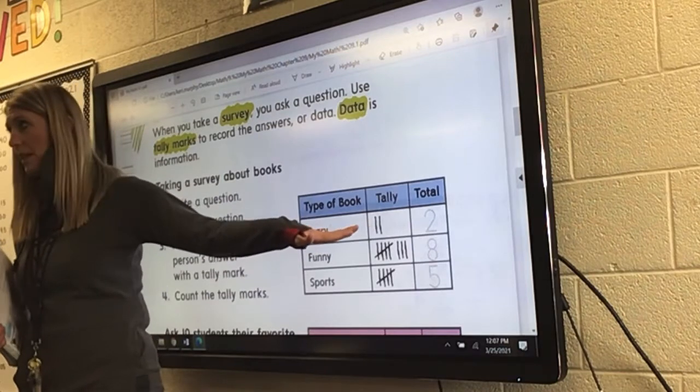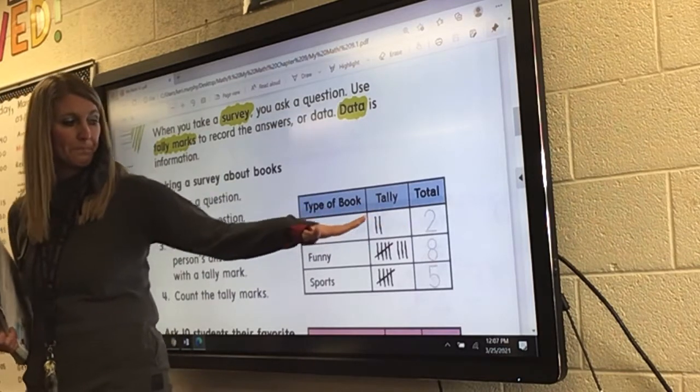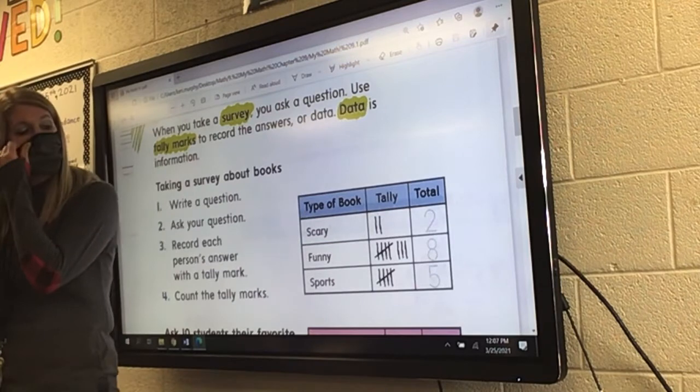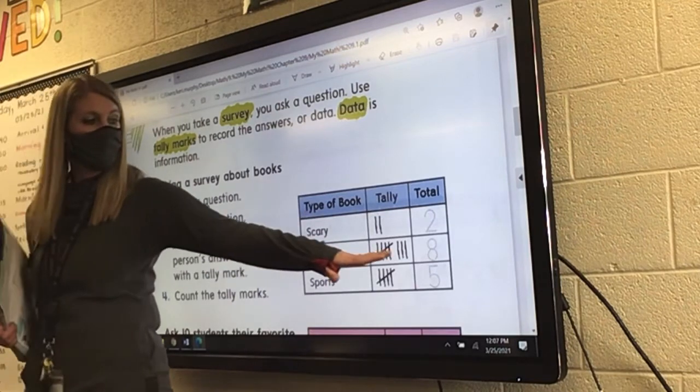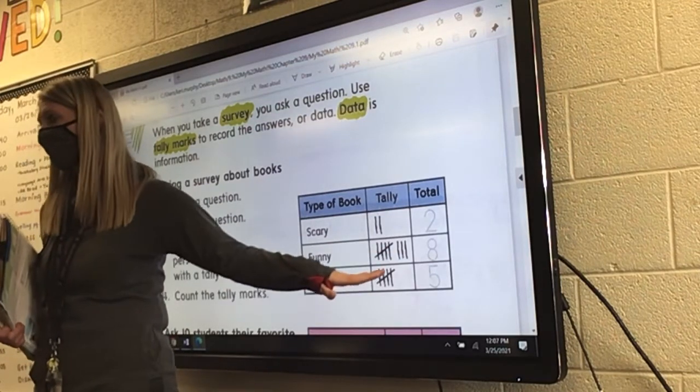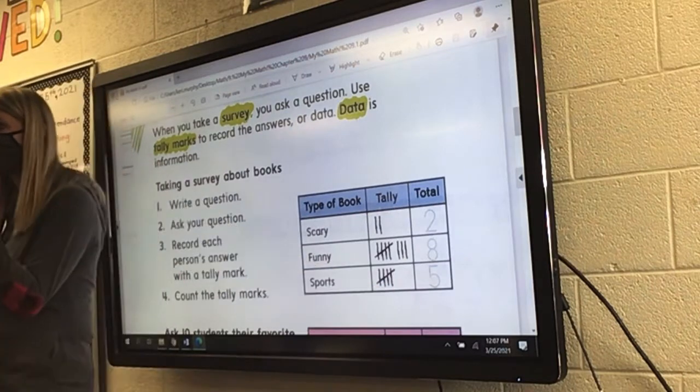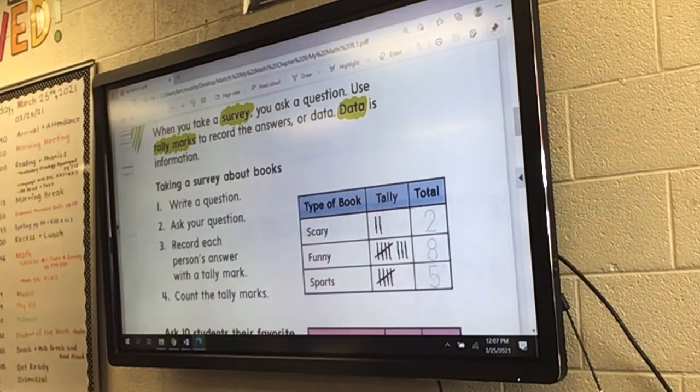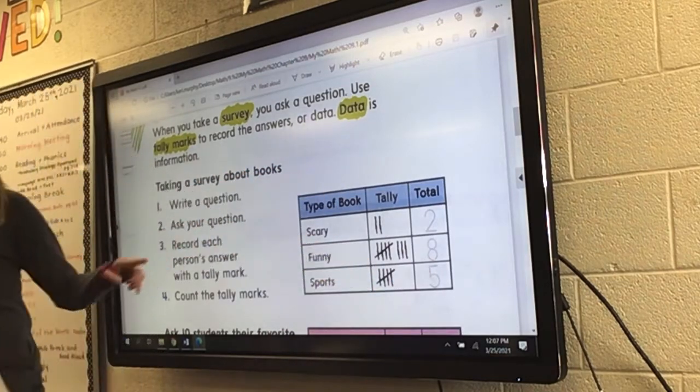So they counted 2 tally marks for scary and wrote 2. They did 8 tally marks for funny and wrote 8. And then 5 for sports and wrote 5. So that's the last thing you need to do: figure out how many tally marks and put the total with the actual number. Okay?